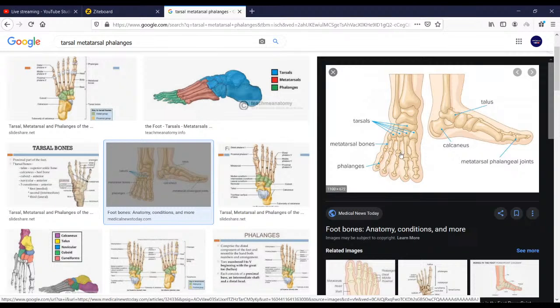So one of the tarsals is the calcaneus, the one down below. In common language, what do you call this? You call this a heel, right? The heel bone, the heel of the foot. And we have this arch in our foot.